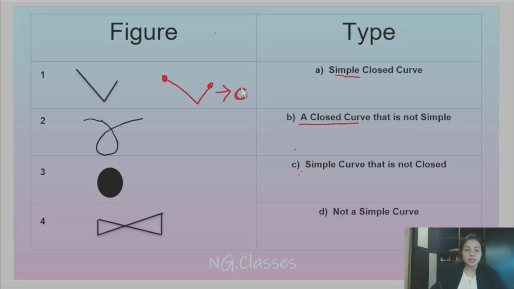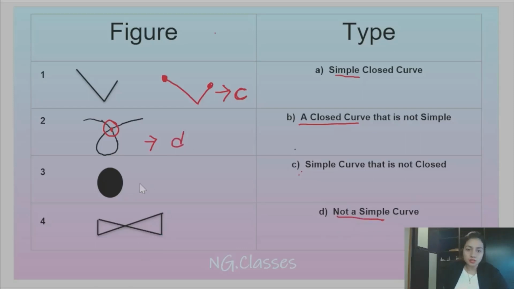Okay. Now what about the second figure? Whether it's a simple curve or not? It's not a simple curve because it's crossing itself. We have a point of intersection here. So it's not a simple curve. Which option will be correct? Option D, right? Not simple.